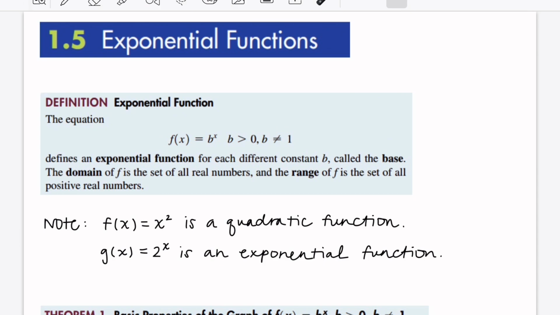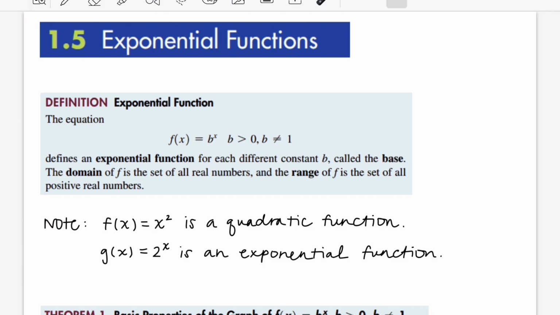But we'll start with the definition of an exponential function. And that is this here. The equation f of x is equal to b to the power x for b greater than 0 and not equal to 1 defines an exponential function for each different constant b, which is called the base. Now the domain of f is the set of all real numbers, and the range is going to be the set of all positive real numbers.